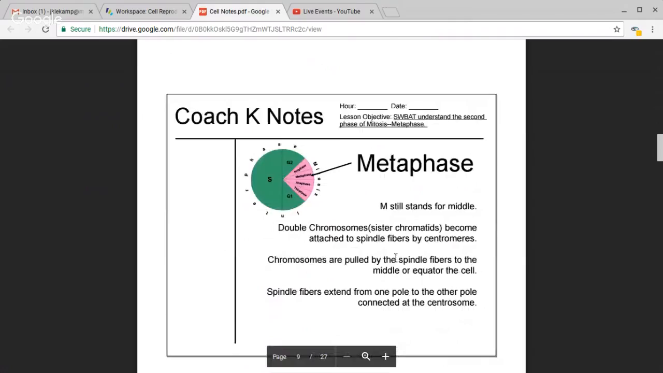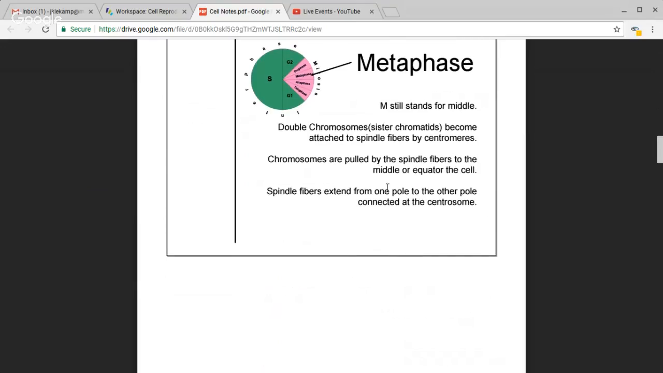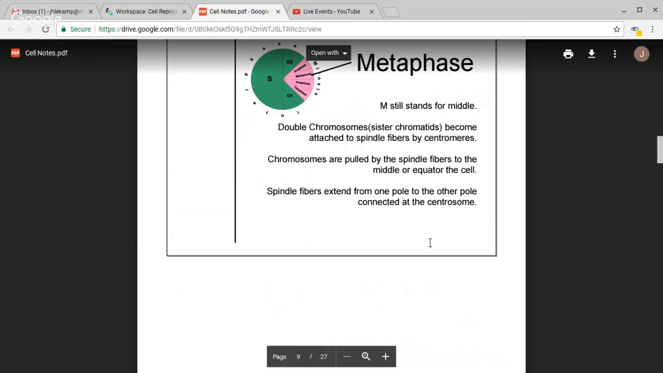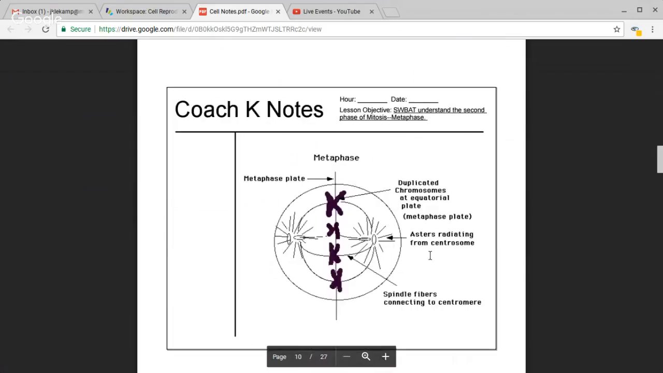In metaphase, like I said, I like to have M stand for middle. You have the double chromosomes, or the sister chromatids. They're attached to the spindle fibers by their centromeres. The chromosomes are pulled by that spindle fiber to the middle, or the equator of the cell. And your spindle fibers have extended from one pole to the opposite pole.